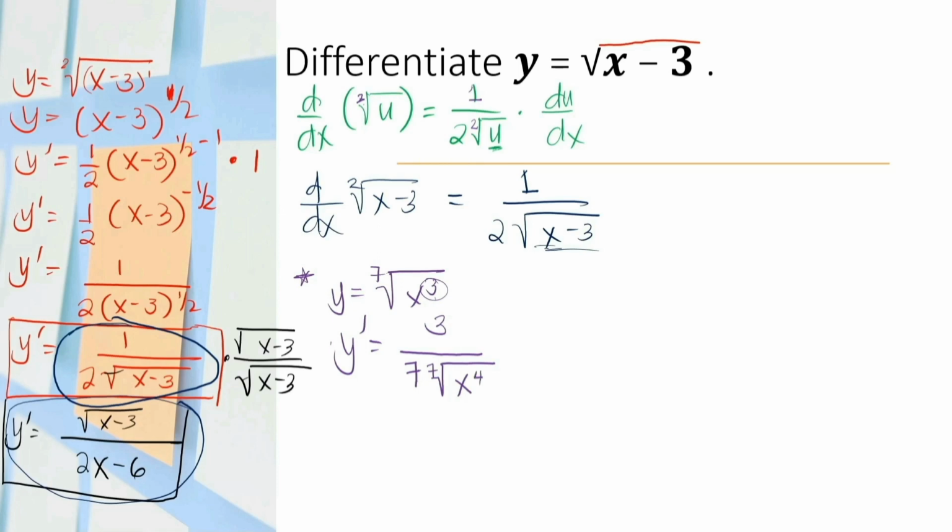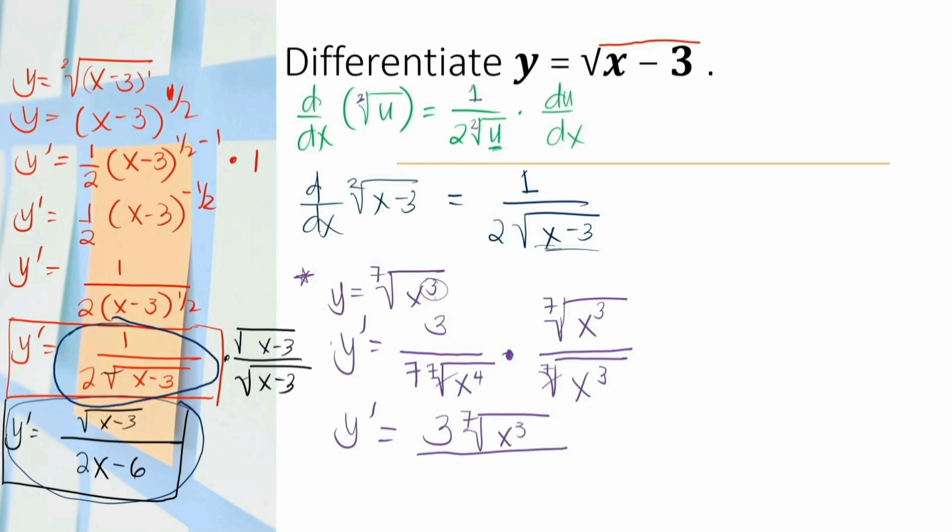Or you can rationalize it if you don't want a radical in the denominator. So the 7th root of x raised to 3 will cancel out. So we'll come up with 3 over 7 times the 7th root of x to the 4th, and after rationalizing, the 7th root of x cubed all over 7x.